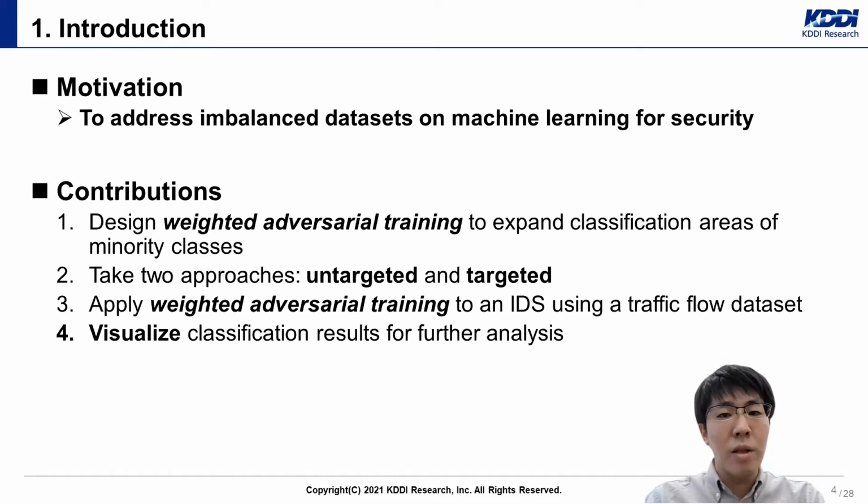So our motivation is to address imbalanced datasets of machine learning for security use. The contributions of this presentation are summarized as follows. First, we design weighted adversarial training to expand classification areas of minority classes. Second, we take two approaches, untargeted and targeted. And then we apply weighted adversarial training to an IDS using a traffic flow dataset. And finally, we visualize the classification results for further analysis.